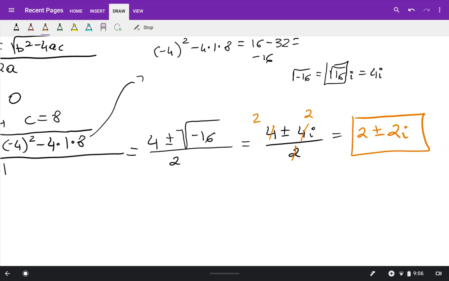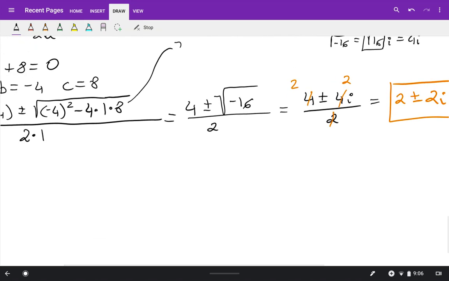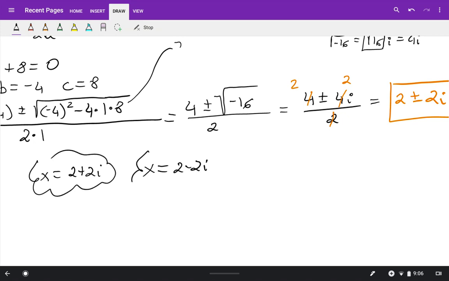So you have to check how MATLAB wants your solution, but we can write it that the first solution is 2 plus 2i. So like you see complex numbers, this is the solution in the complex number system, and the second solution is 2 minus 2i. Okay, so we got two solutions in the complex number system.